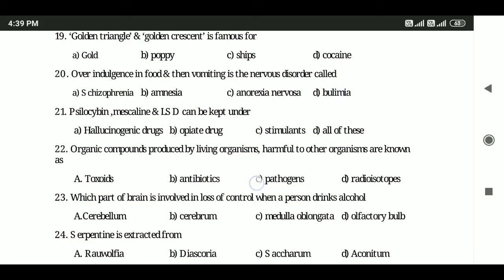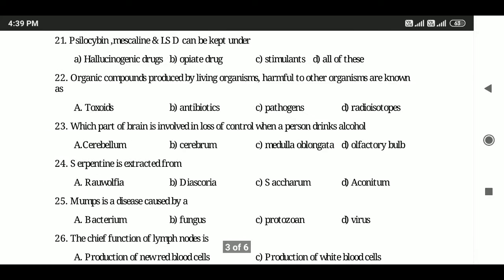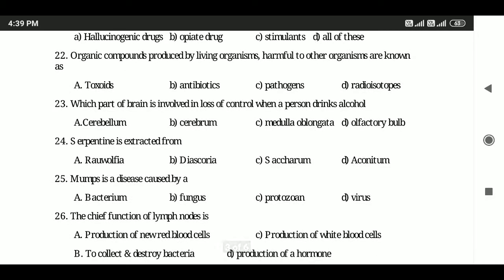Then coming to the next question, psilocybin, mescaline, and LSD can be kept under, as we have already discussed, hallucinogenic drugs. Organic compounds produced in living organisms harmful to other organisms are known as toxoids, antibiotics, pathogens, radioisotopes. The organic compounds which generally cause harm to other organisms are called toxoids, but some of them we use as antibiotics, right? But they are toxoids.